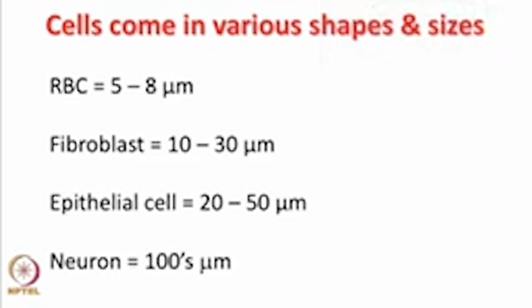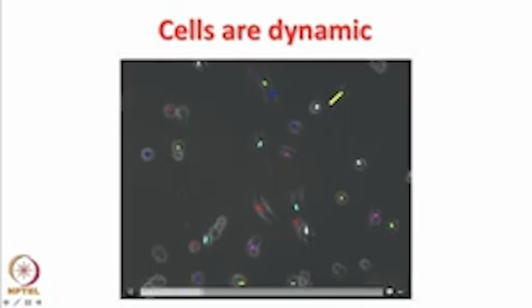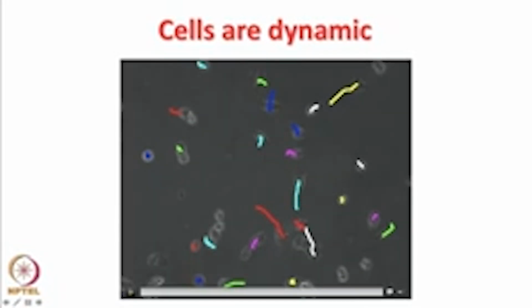I played this video briefly to tell you that cells are dynamic, and this is what you see in a culture dish. In this movie, the lines of different colors depict the trajectories of individual cells within the culture dish. Some cells, like this blue cell here, did not move much, while others, like the yellow trajectory here or the red trajectory here, really moved a lot. This is purely under in vitro conditions.